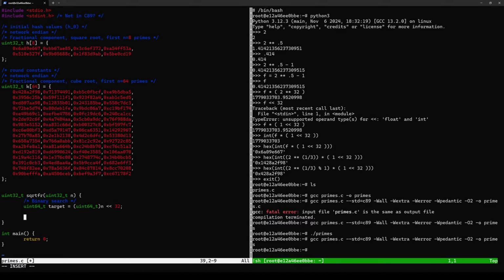And then let's see, what am I going to return? I'm going to return the uint32_t cast of the target. This will implicitly be the fractional component if I'm working with 2 to the 32nds, because I will neatly cut off the integer components.